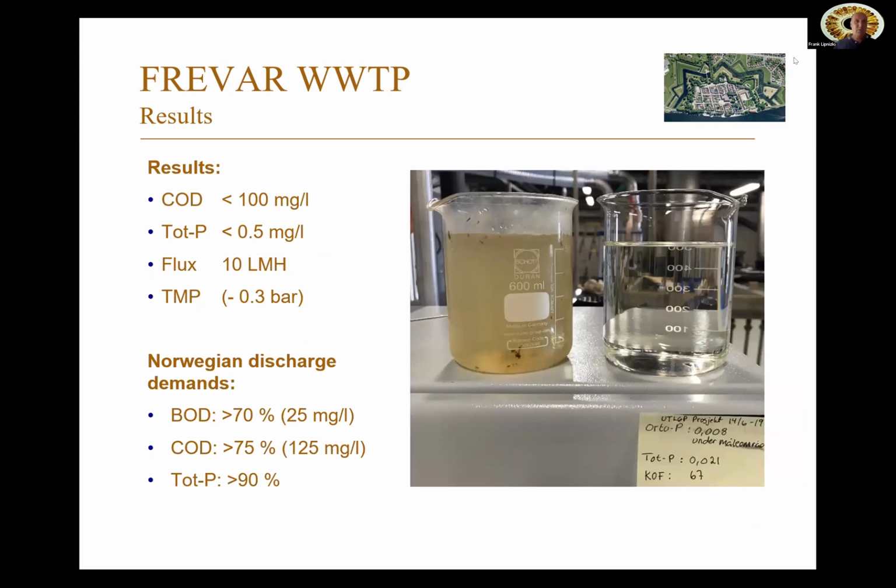Also some results: COD was less than 100 milligrams per liter. The total phosphorus was less than 0.5 milligrams per liter. Flux, as I mentioned before, 10 liters per square meter per hour. And we had a transmembrane pressure of minus 0.3 bar. And that was quite okay with the Norwegian discharge limit. Again, you can see nicely the water in front of the direct membrane filter and the water after the filter.